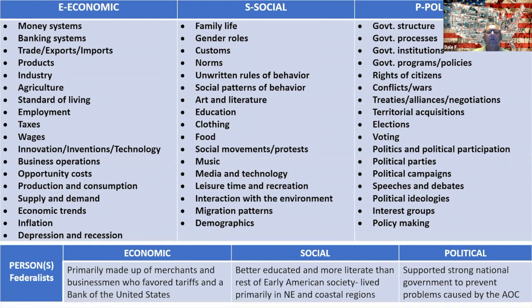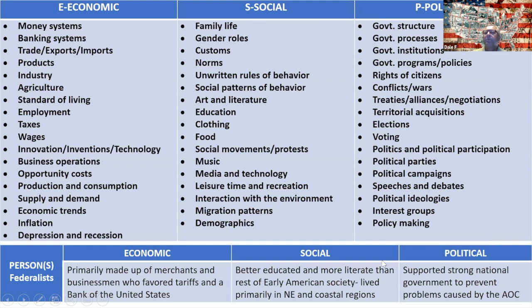Next item, let's take a look at a person or people. And the item here that was given was Federalist. And so a student response for economic was that the Federalists were primarily made up of merchants and businessmen who favored tariffs and a Bank of the United States. It's a great answer. It fits the economic category.